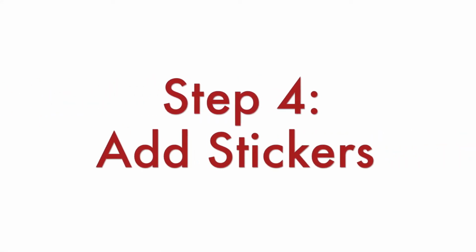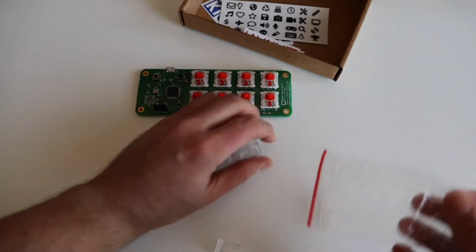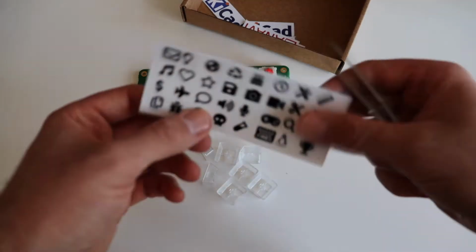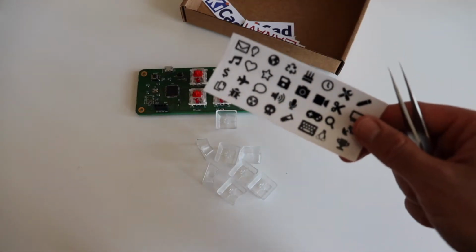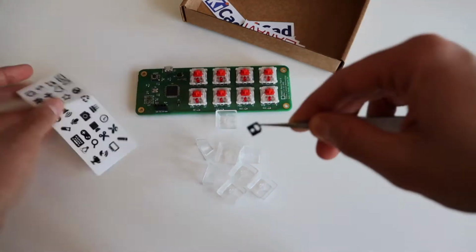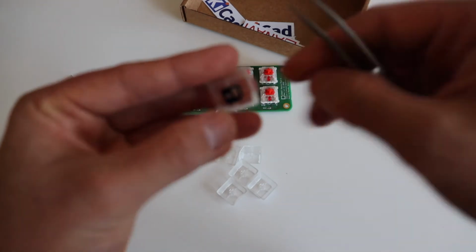Step number 4. Add stickers to the keycaps. Of course, this is optional. Each kit includes a set of stickers. Feel free to add them to the translucent keycaps. You can do it with your bare hands or eventually with the help of tweezers. You can place a sticker on the top or on the side of the keycap.